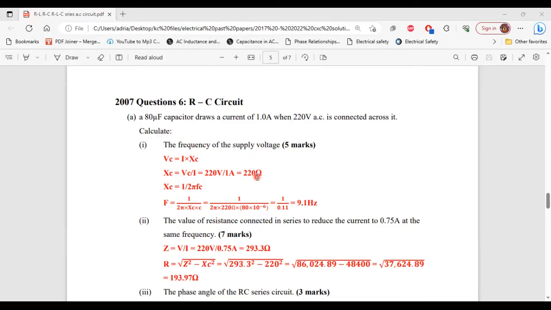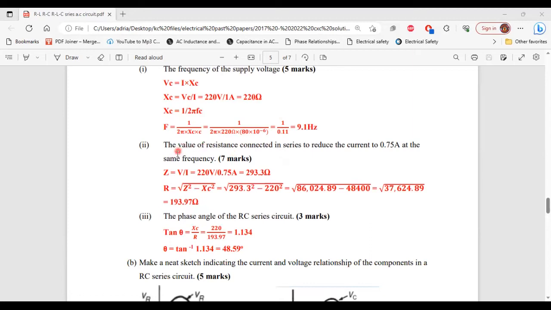So now we can calculate the frequency. From this formula here, the capacitive reactance formula, XC is equal to 1 divided by 2 pi F C. We can get the formula for frequency, where frequency is equal to 1 divided by 2 pi times XC times C. That will give us 1 divided by 2 pi times 220 ohms times 80 times 10 to the negative 6. That will give us 1 divided by 0.11, which gives 9.1 hertz. All right, so that's it for part 1 of A.